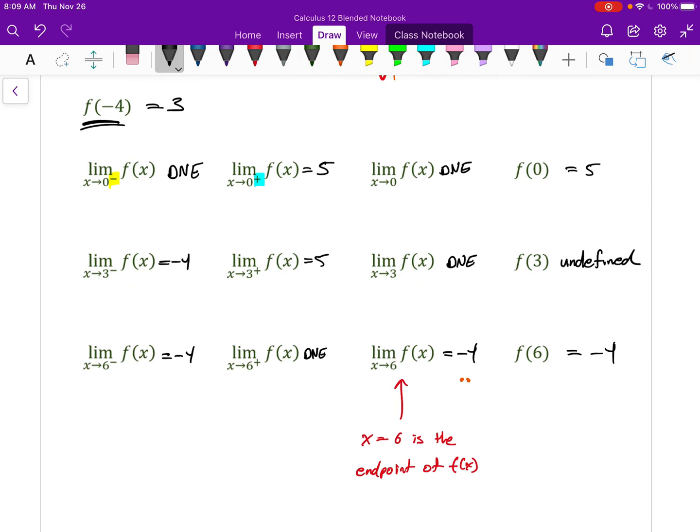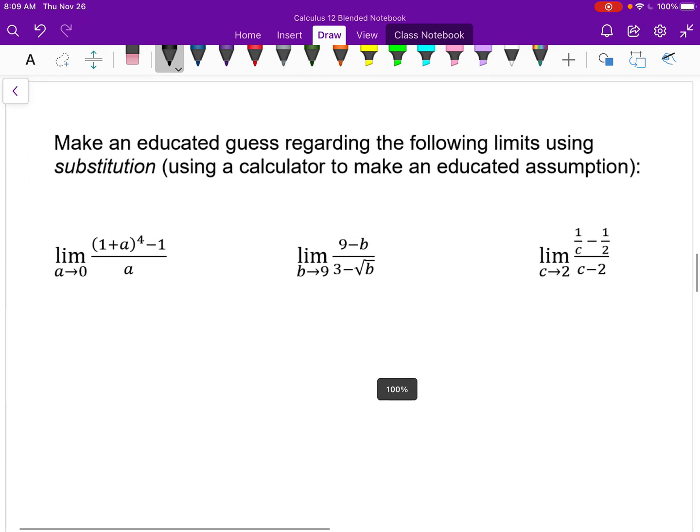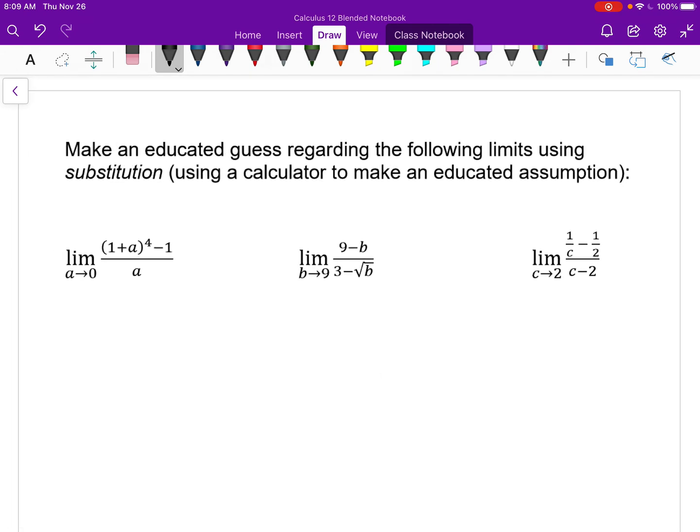But now I want to start talking about what if you don't have a graph? Well, one option is to make an educated guess using substitution. And that's what I want to look at here. Eventually, we want to look at ways of making not just educated guesses and without substitution. But right now, I want to focus on just the idea of making an educated guess using what we call substitution, which, like it says, is we're going to use a calculator to make an educated assumption and then use that to make us an educated guess. Eventually, we'll come up with better ways.